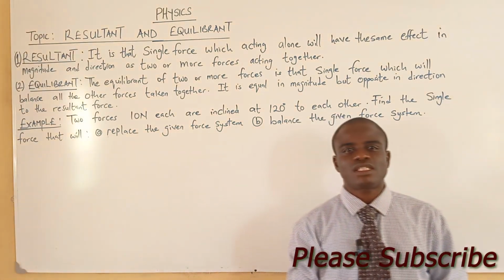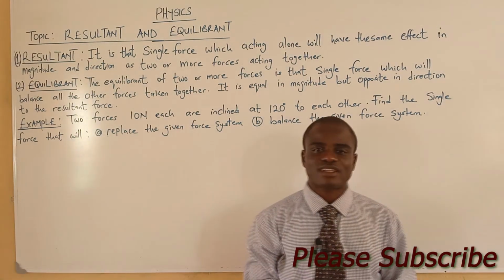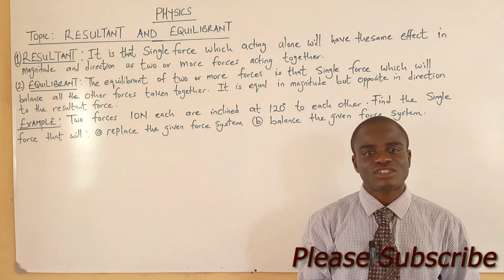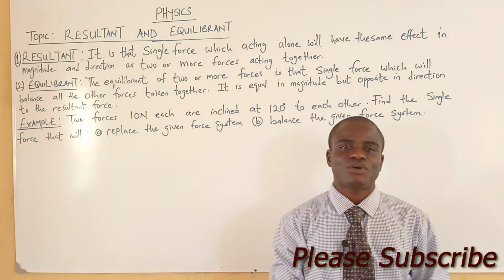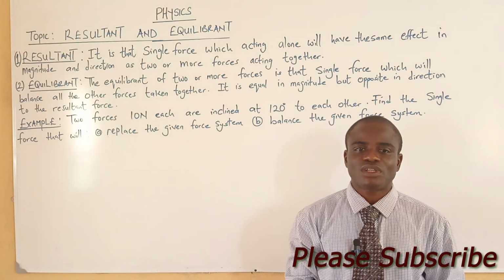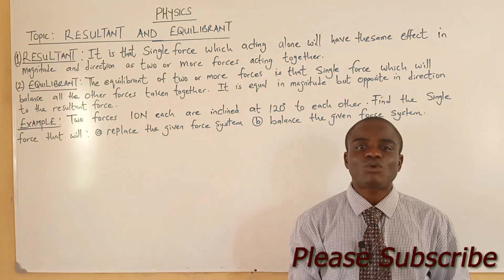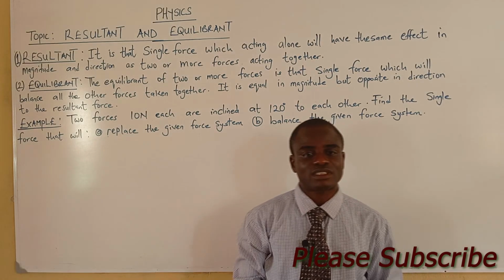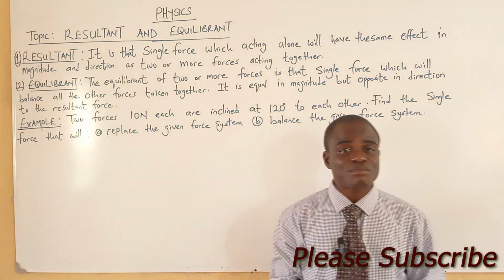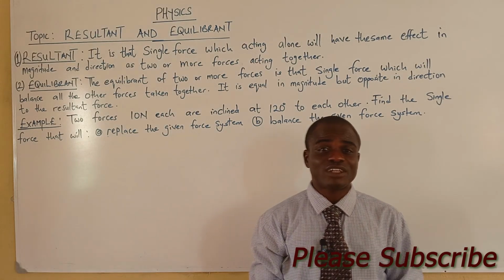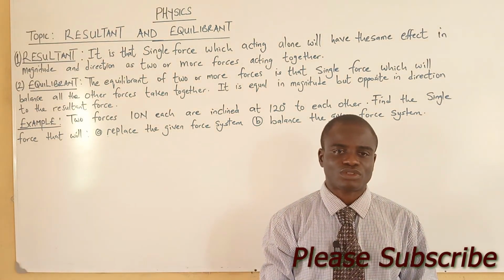Resultant force is that single force which, acting alone, will have the same effects in magnitude and direction as other forces acting together. What's an equilibrant force? Equilibrant force is that single force that will balance all other forces taken together. It has the same magnitude but different direction to the resultant force.